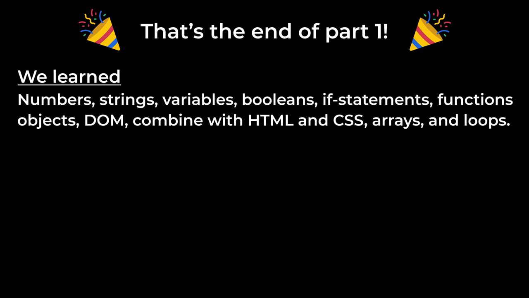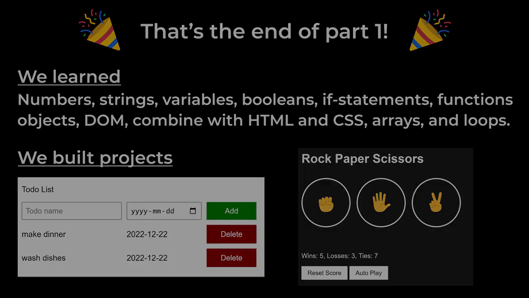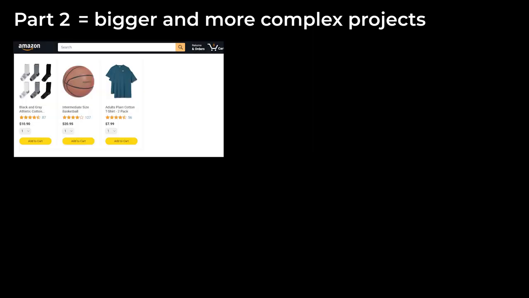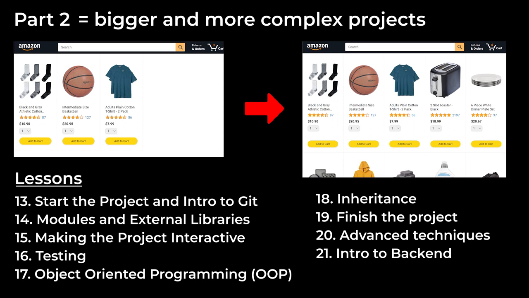So that's the end of part 1 of this course. Great job in making it this far. In this part of the course, we learned all the major features of JavaScript, and now we know everything we need to build projects. In the second part of this course, we're going to focus on building bigger and more complex projects, and we're going to start and finish the final Amazon project. Along the way, we're going to learn advanced techniques like the ones listed here that are useful for bigger projects.